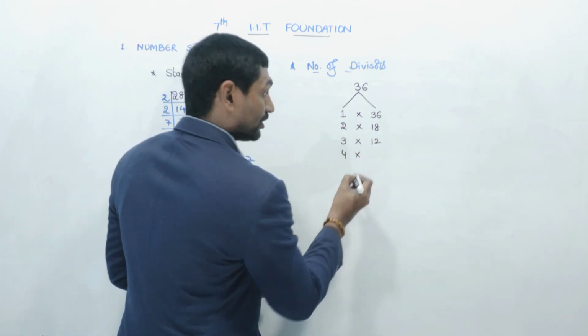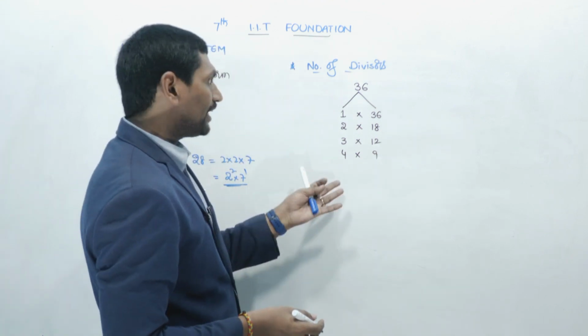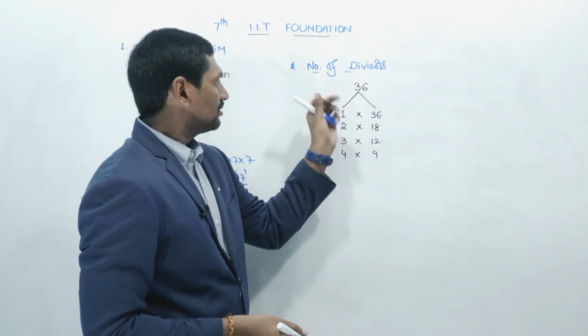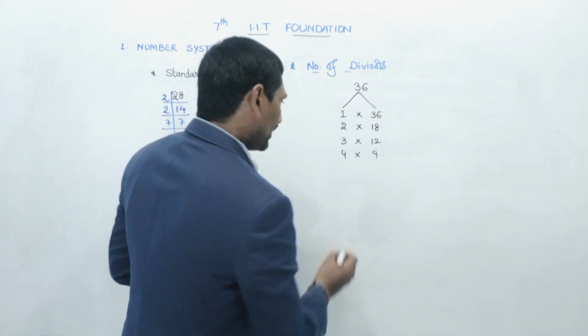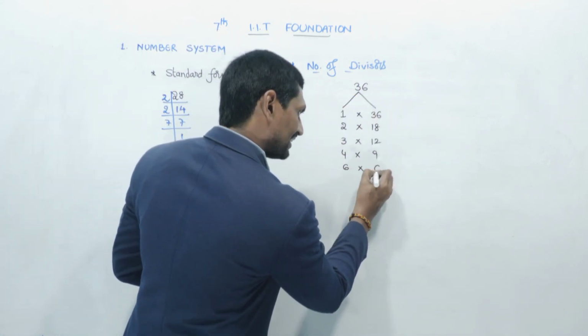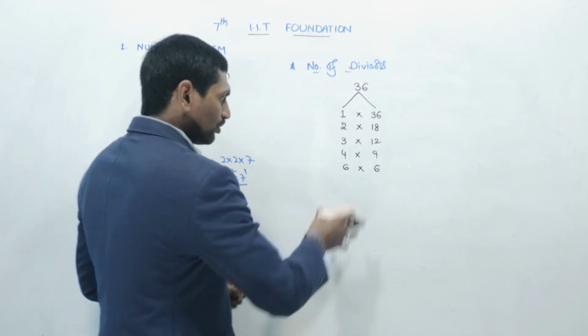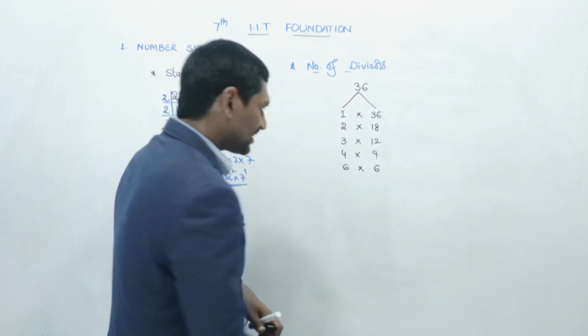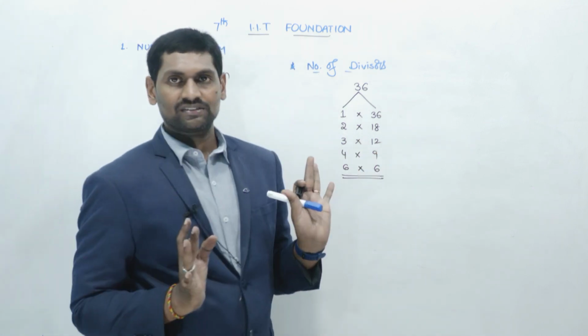Yeah, 4 table, yes, obviously 4 table is also there. 4 9s are 36. 5 table is not there, 5 is not a factor of 36. 5 table 36 won't come. So let us go through the 6 table. 6 6s are 36. Here we need not check the 7 table, 8 table and so on, because here 6 and 6 are repeating. Both are repeating, we can stop.